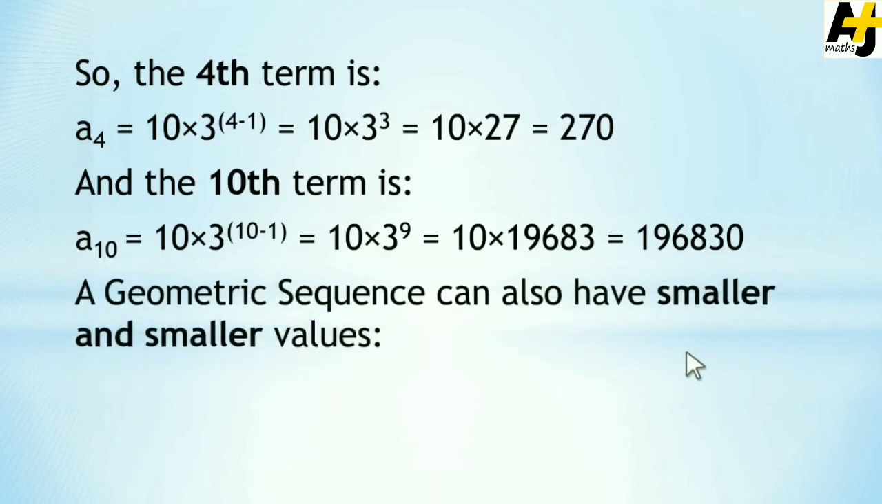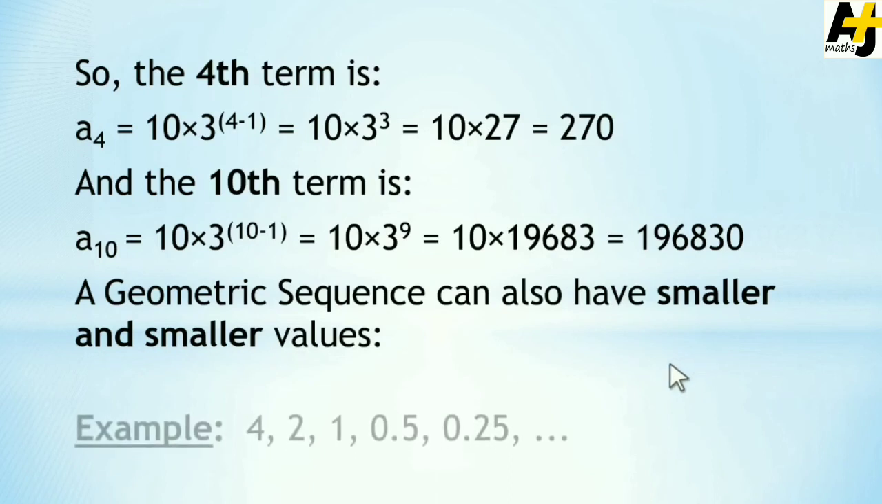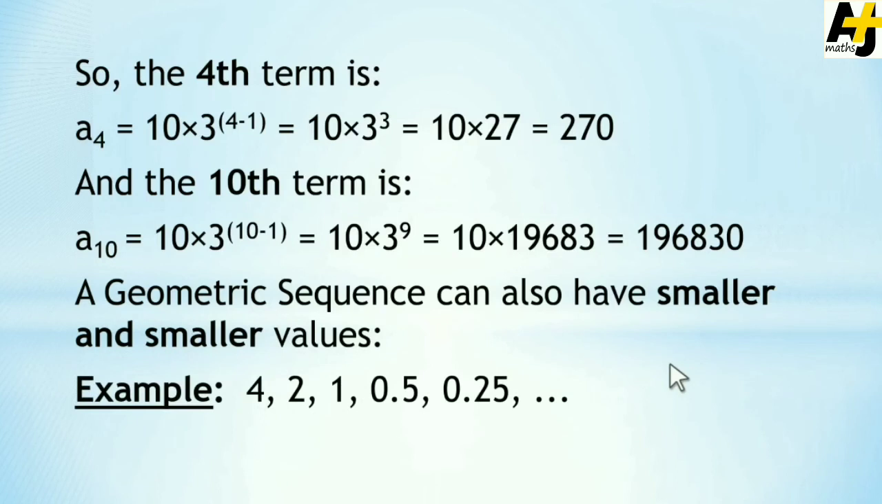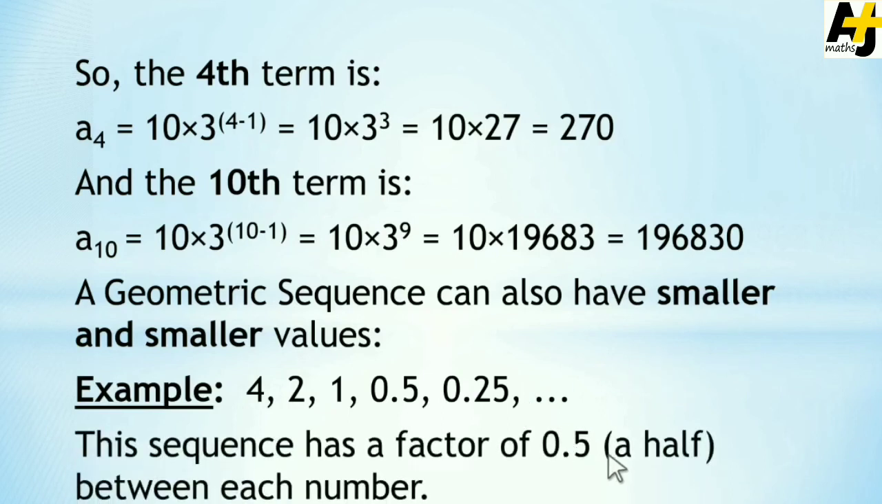A geometric sequence can also have smaller and smaller values. Dear students, remember that a geometric sequence can also have a smaller common ratio. It is not necessary that the common ratio will always be greater than 1. It may be smaller, but it cannot be 0. Example: 4, 2, 1, 0.5, 0.25, and so on. This is an example of a geometric sequence with a common ratio. This sequence has a factor of a half between each number. It has a common ratio of 1 over 2, which is equal to 0.5.